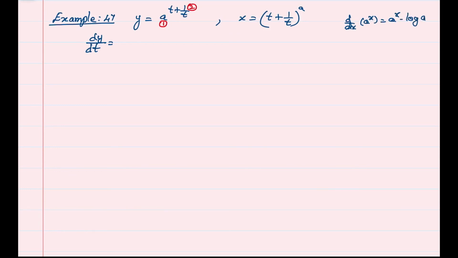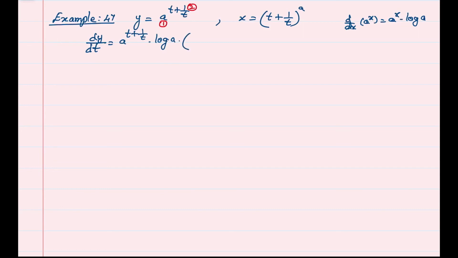Example 47. For a positive constant a, find dy by dx where y is a raised to t plus 1 by t and x is equal to t plus 1 by t raised to a. These are parametric equations. We will first find dy upon dt. We will differentiate the exponential function and then we will differentiate the power. Differential of the exponentiation function a power x is a power x times log a. So using this formula, we get a raised to t plus 1 by t times log a.